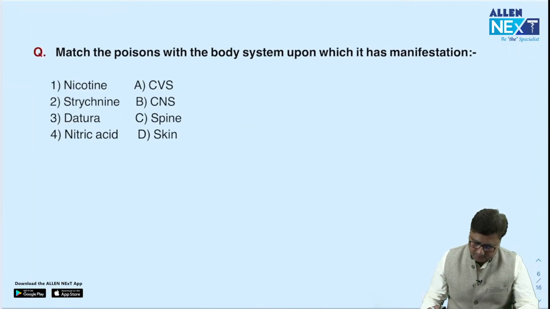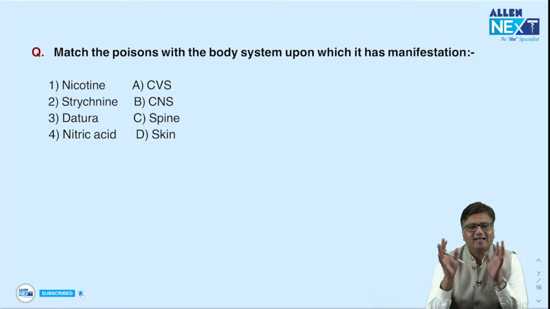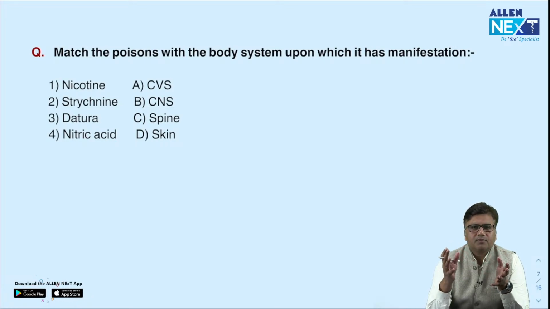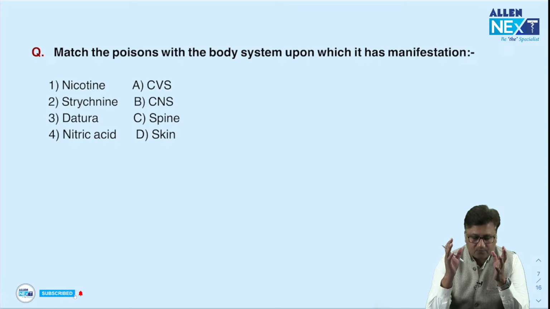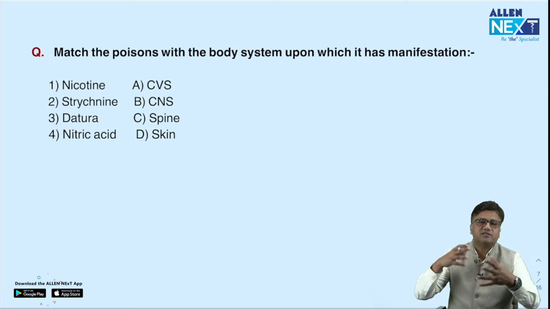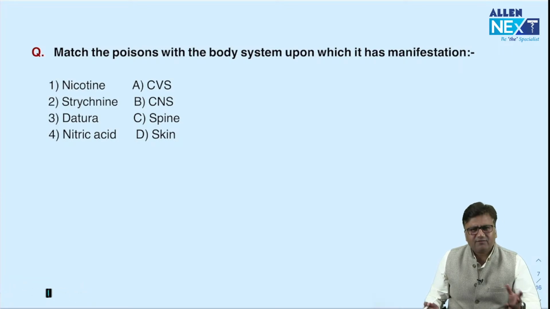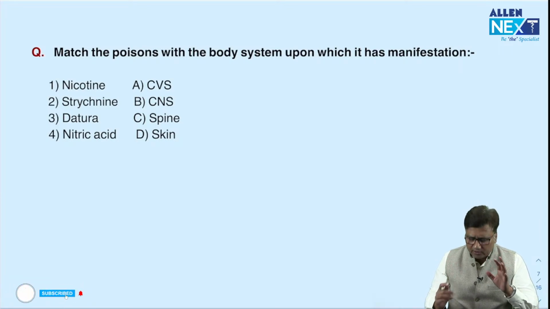Let's move ahead. Okay, so one question was match the following kind of a question. The question was again not very difficult. In this question, basically you were asked to match the poisons with the kind of body systems जिस पे उनका manifestation होगा, उनका effect होगा. Okay, so again a very basic kind of a question. Okay, not a difficult one.